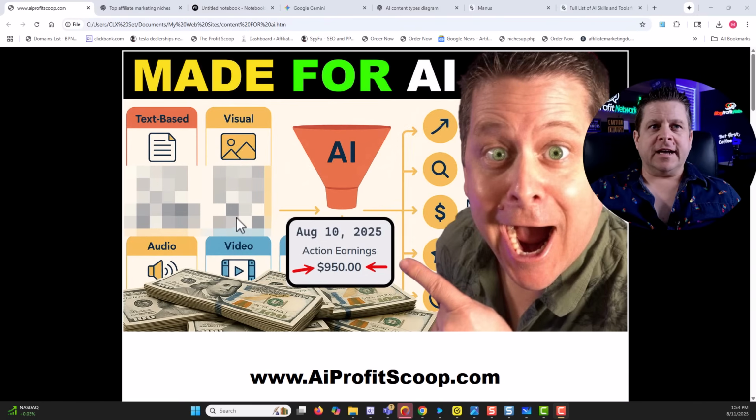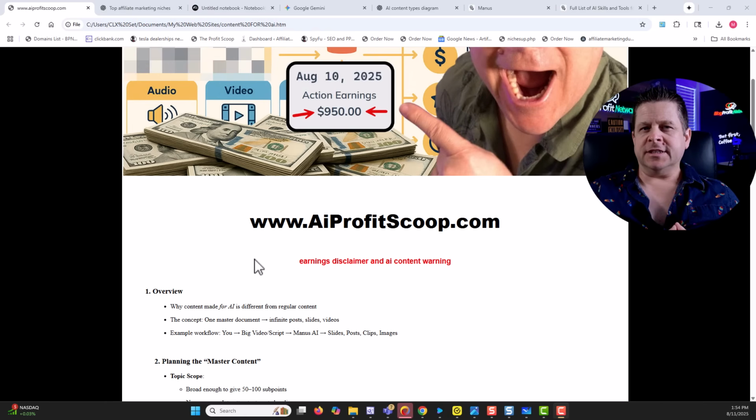All right, so let's dive in and get to the bottom of how to create content for AI. First of all, we want to realize that AI looks at things in a very specific way, and it analyzes them based on a structure. And if we can tap into that structure, we can actually get a lot of content out of one piece in a very strategic way.